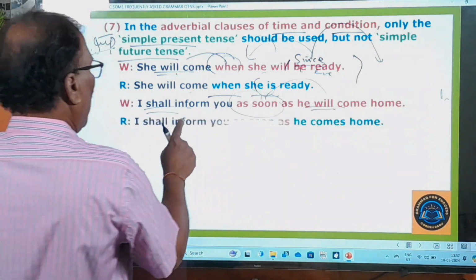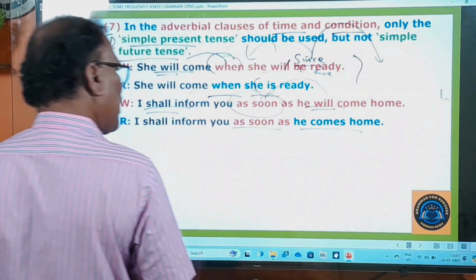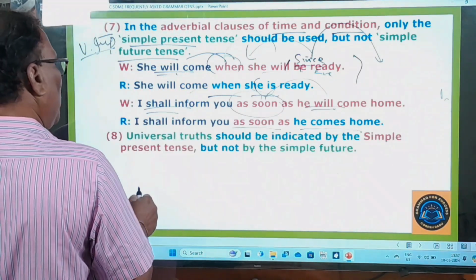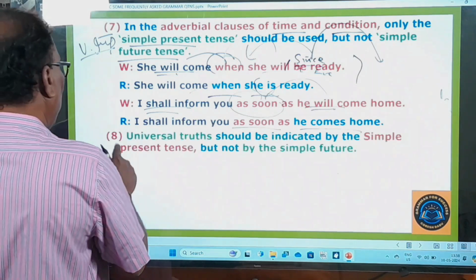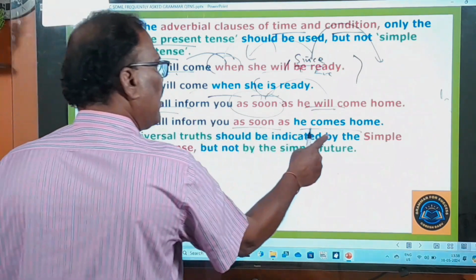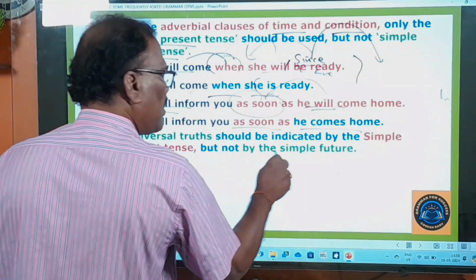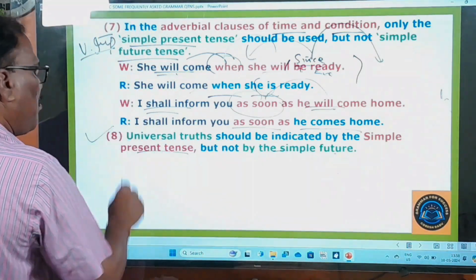So here: I shall inform you as soon as he comes here. That's correct. And here two examples are enough. And now we go to the next rule. Eighth one, universal truth should be indicated by the simple present tense but not by the simple future. So this point is also very important.